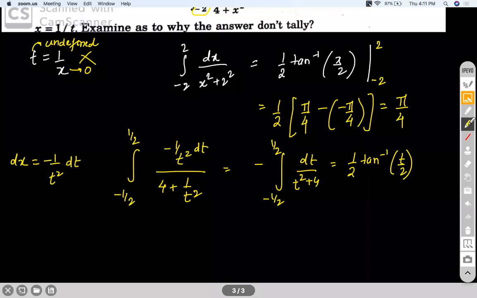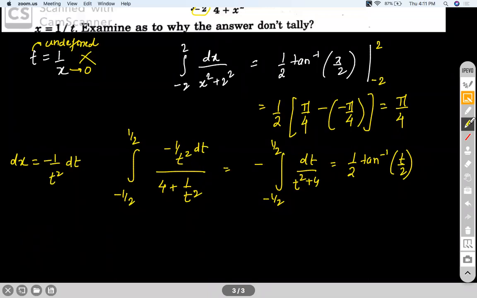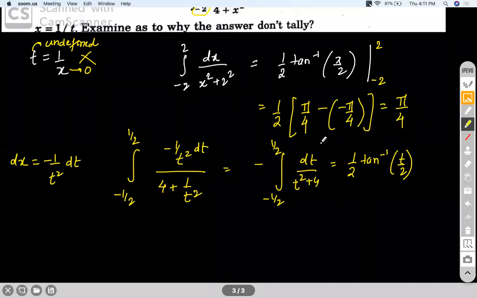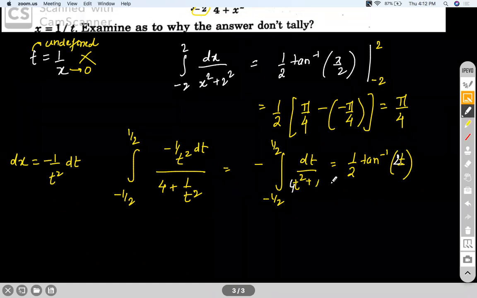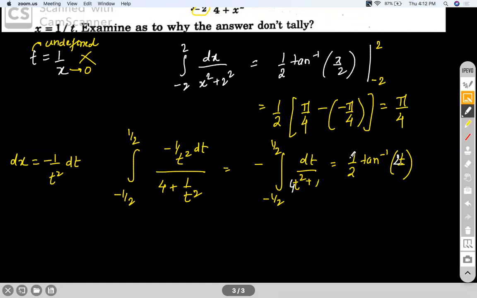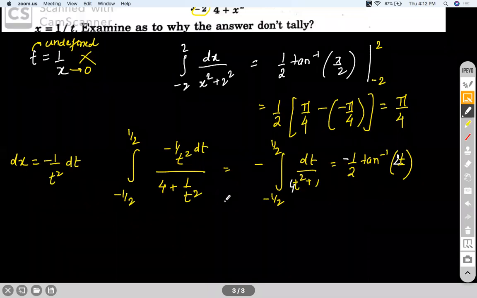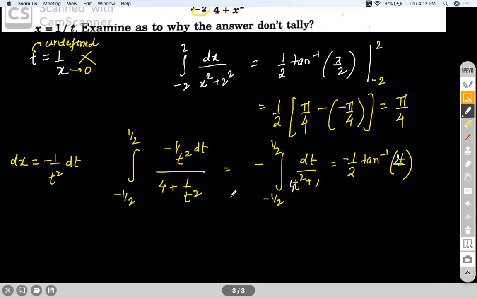Yes or no? So it's 4 t square plus 1. Oh, sorry. 4 t square. This is 2 t. Sir, it's 2 tan inverse 2t. And there's a minus also.